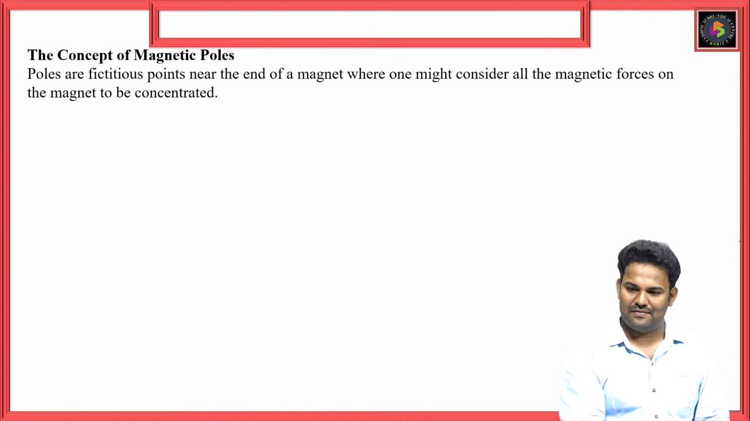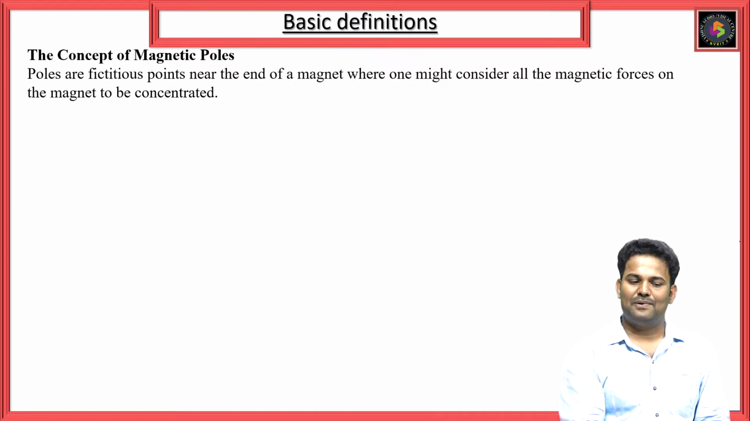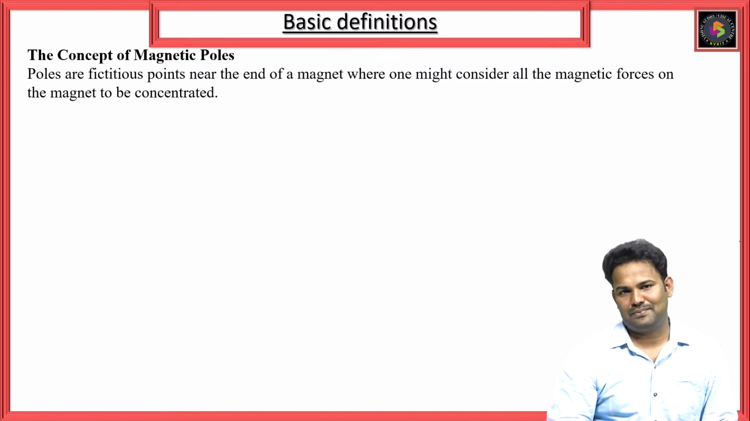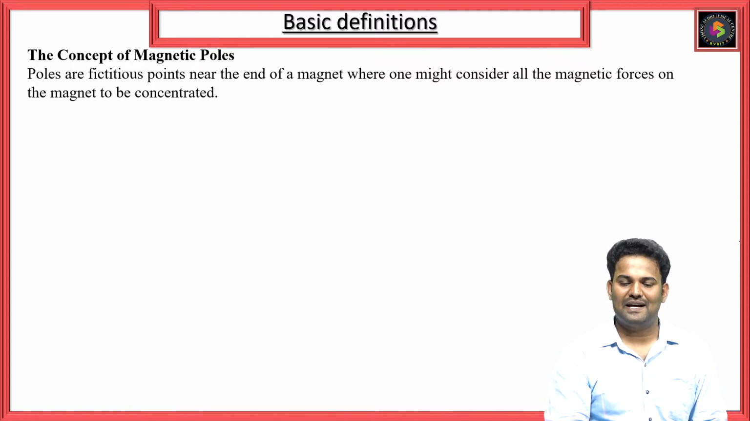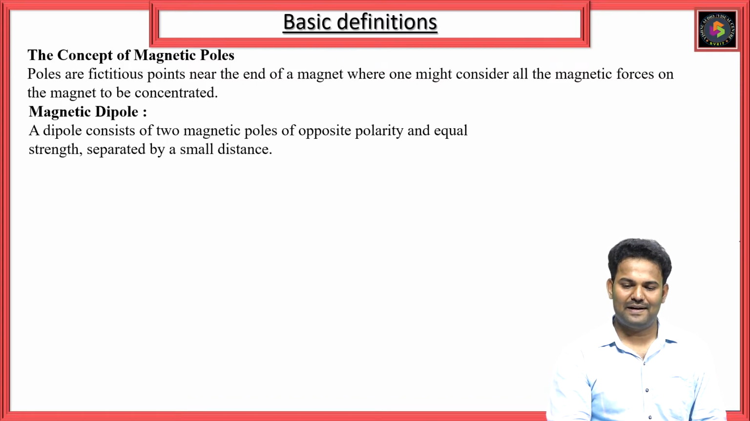Now we'll go for the basic definitions of magnetism. Here is the fundamental concept of magnetic poles. The poles are fictitious. They are the points near the end of the magnet where one might consider all the magnetic forces on the magnet to be concentrated. So the strength of the magnet depends completely upon the pole strength of the material. The pole strength of the magnet is very high, which means the attractive or repulsive power is very high at the poles, and at the center it is very low.